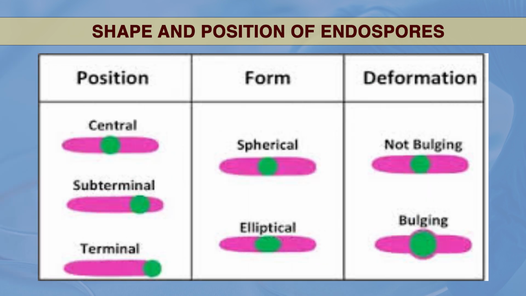Here in this pictorial representation, you can see the different positions of the spore: central, subterminal, terminal, spherical, elliptical, and bulging and not bulging. You can see the endospore structure on the basis of size, shape and position very clearly in this pictorial representation.